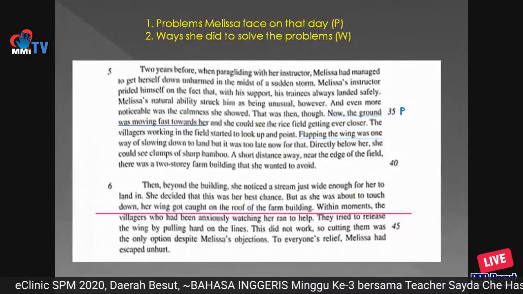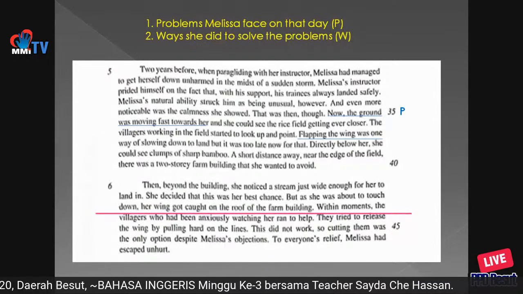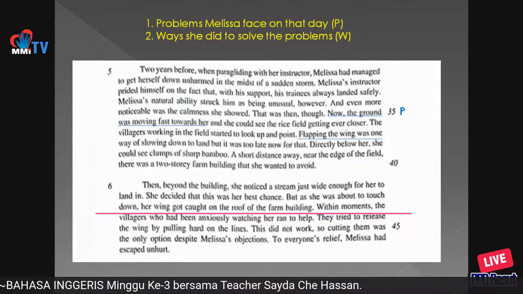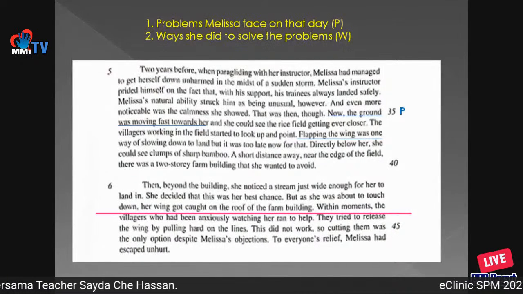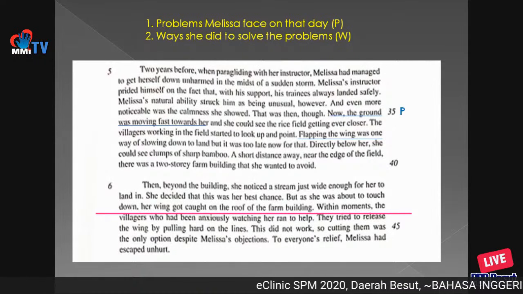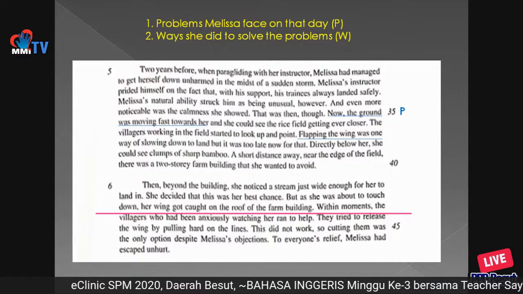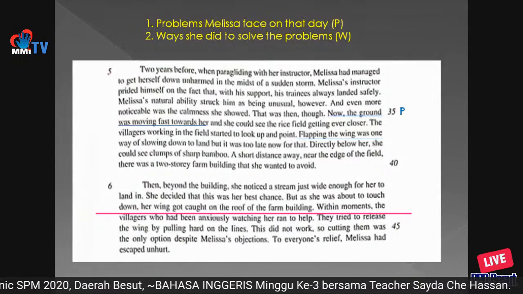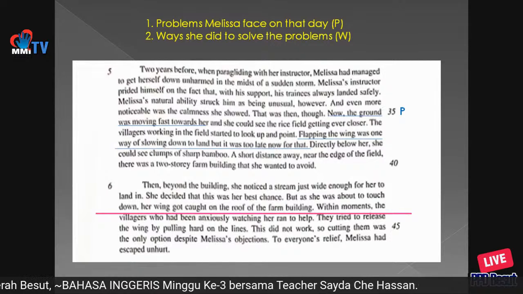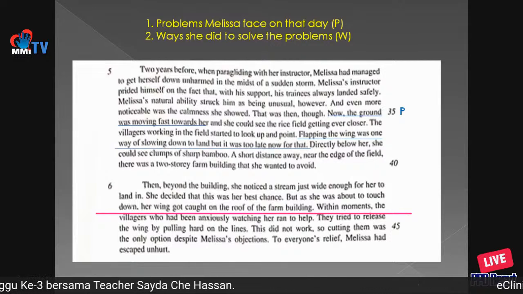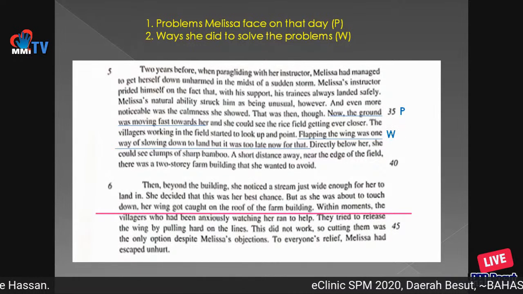The villagers working in the field started to look up and point. Okay, ada orang dekat bawah rupanya. Tengah buat kerja. And then nampak dah dia dekat atas tu macam nak jatuh. Flapping the wing was one way of slowing down to land, but it was too late now for that. Okay. Dia tahu. Kalau dia cuba flap the wing, it was one way of slowing down. But that is too late sebab dia dah dekat dengan tanah dah. Okay. So this is the waves.